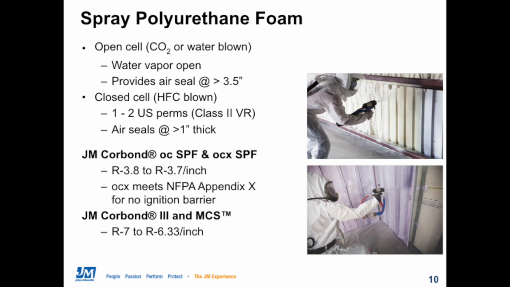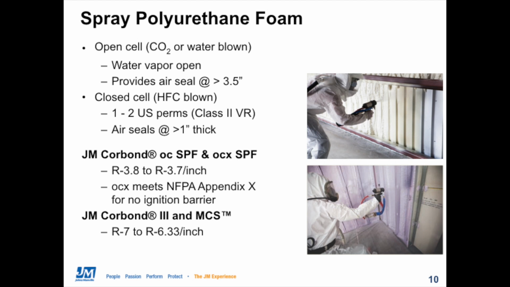So the Johns Manville spray foams are all branded under our Corbond name. Our open cell products are called Corbond OC-SPF and OC-X SPF. And these materials deliver R values of 3.8 to 3.7 per inch. Specifically, our OC-X product satisfies the testing requirements from NFPA 286 Appendix X, so that this material, if it's used in attics or crawl spaces, does not require an additional ignition barrier over it to meet fire code.